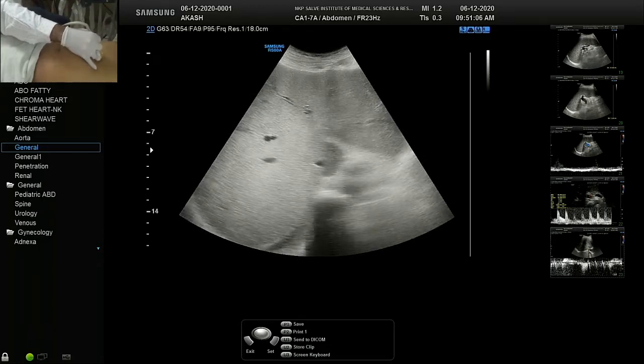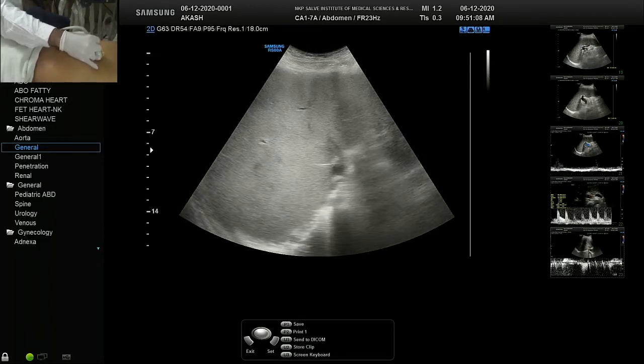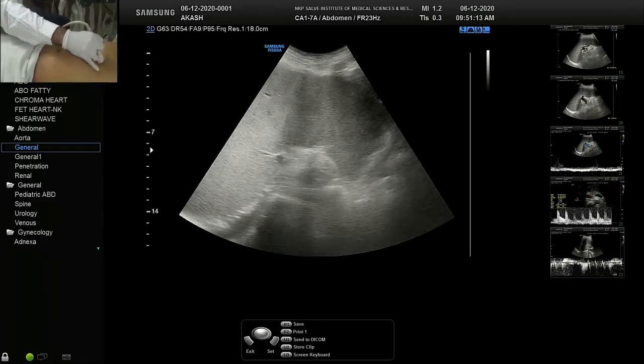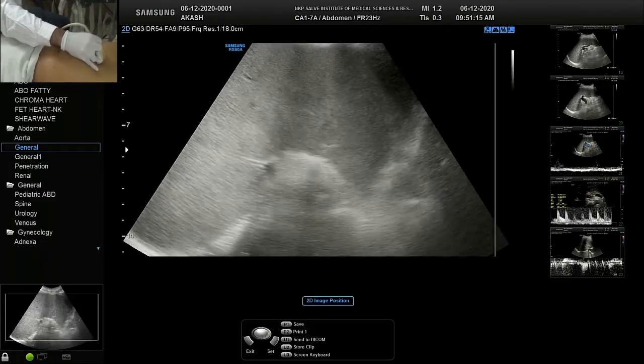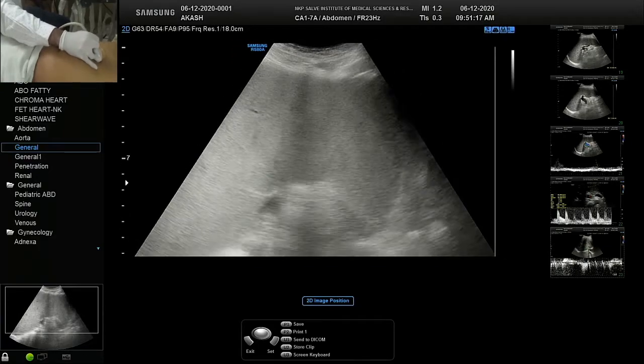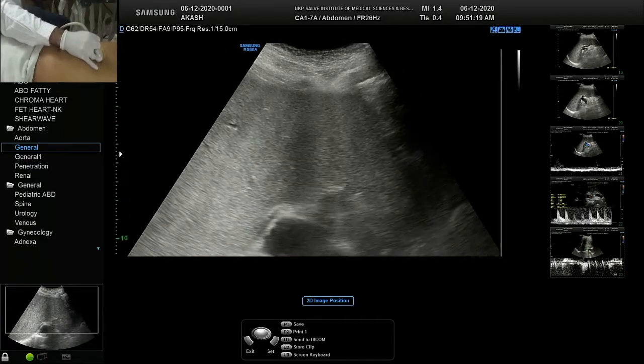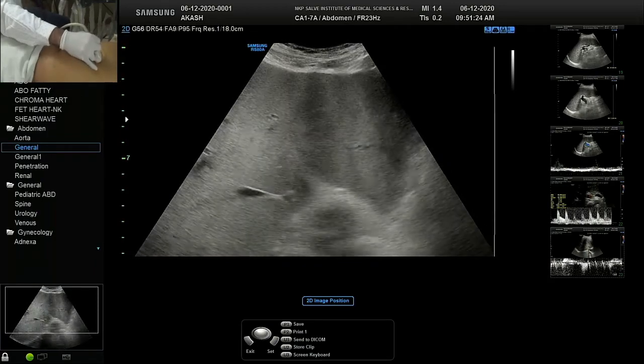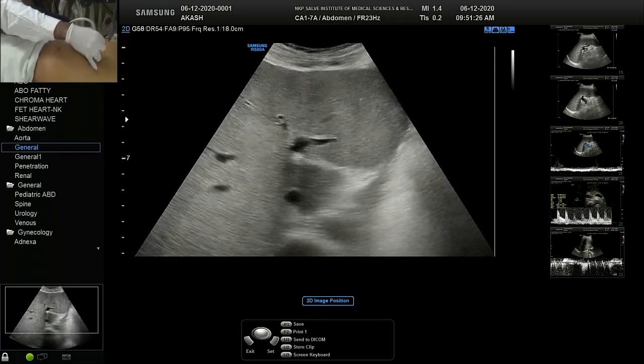The first impression is that liver is bigger in size. I had to increase the depth. So definitely liver is enlarged. That's the left lobe. Shows a heterogeneous echo texture.